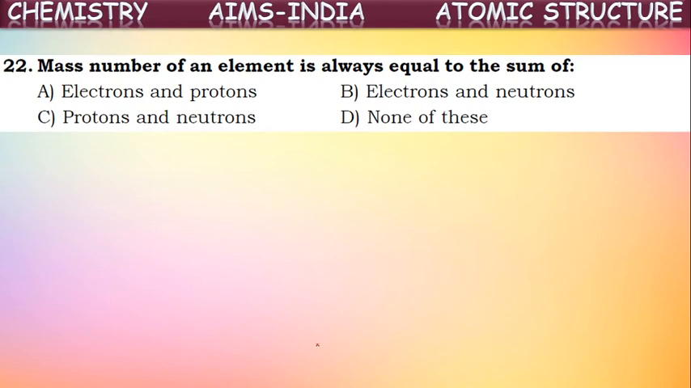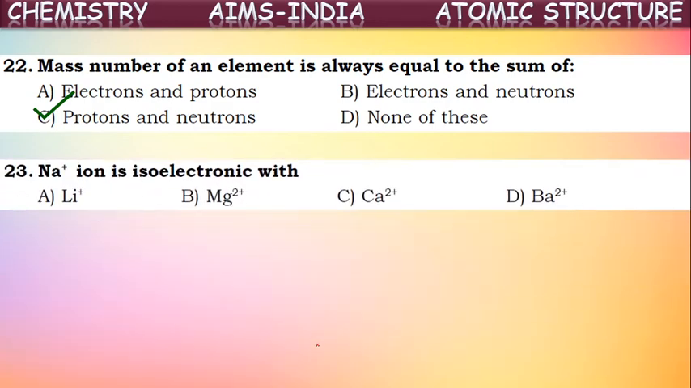Mass number of an element is always equal to... So to which is the mass number equal? We know mass number is nothing but nucleon number. Nucleons means the sum of protons and neutrons. So the number of protons and neutrons together is considered as mass number.